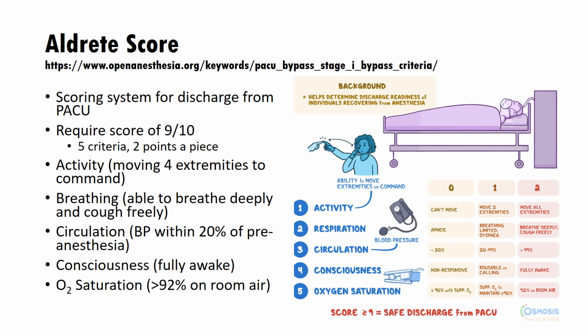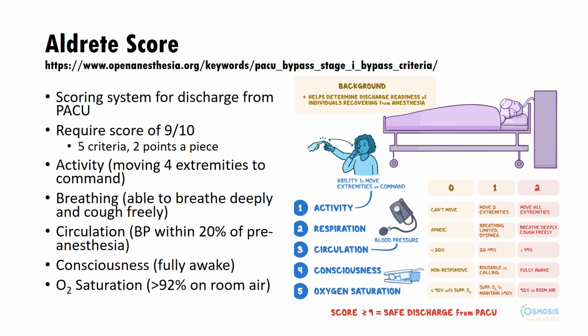Again, please take a look at this Open Anesthesia article here. The Aldrete score is out of 10 points. There are 5 different criteria, 2 points apiece. And it's common to be tested on these different criteria. So it's A, B, C, C, O.